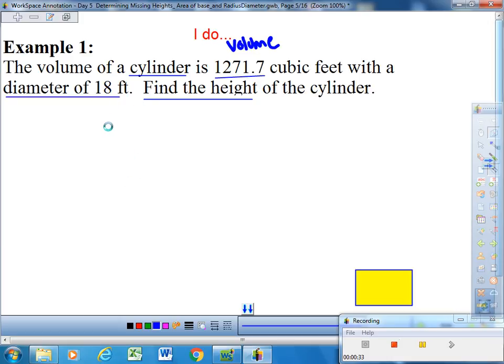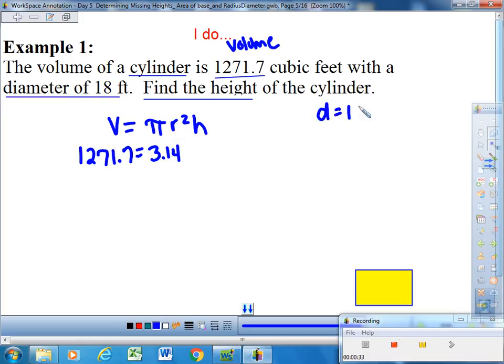So I'm dealing with a cylinder, so the formula is V equals pi r squared h. So let's fill in what we know. We know that the volume is 1271.7. We know that pi is 3.14. They don't give us a radius, but they give us a diameter of 18. So the radius is just half, so 9. So 9 squared, and they don't give us the height. That's what we're trying to find.